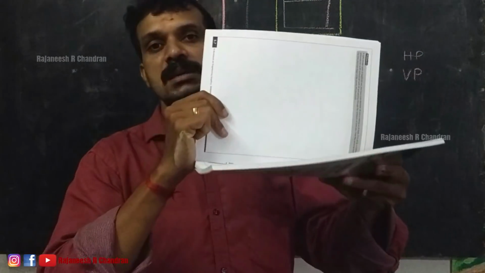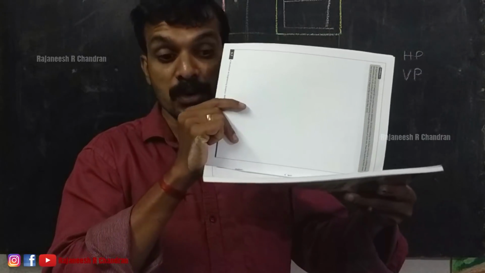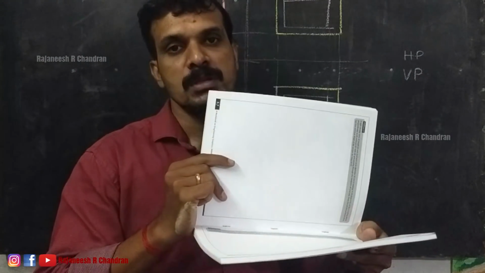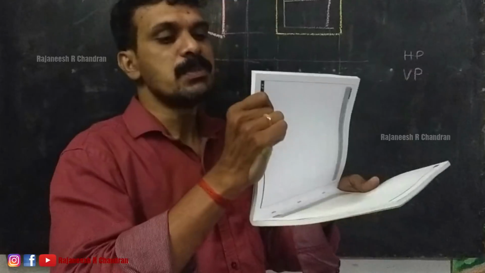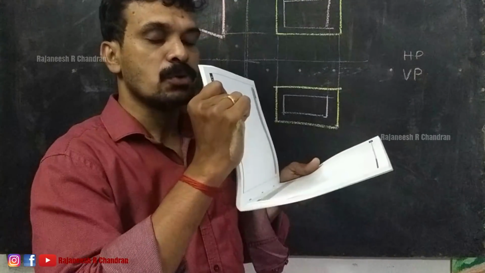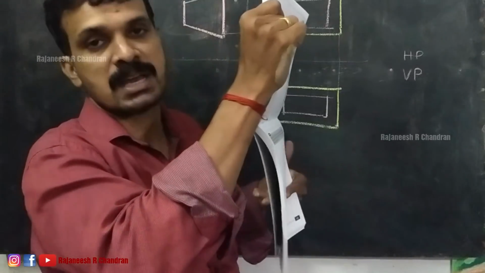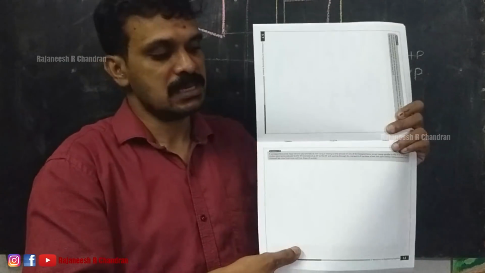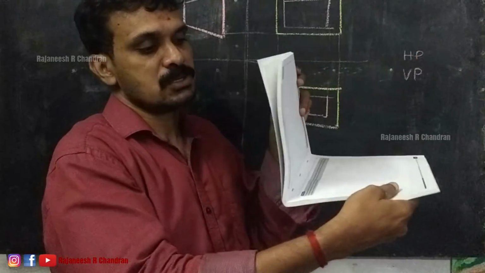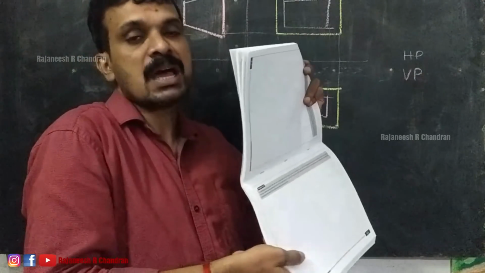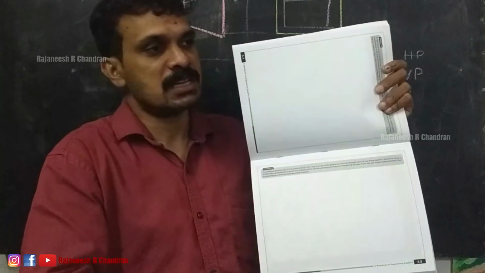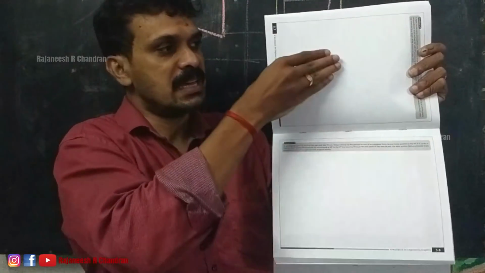See, if we place these two planes like this, we cannot draw these images together in a single plane, right? So what will be the rule? The rule is: keep the vertical plane stationary, rotate the horizontal plane in the clockwise direction like this, and align it with the vertical plane. Initially this was like this. So keep the vertical plane fixed, rotate the horizontal plane clockwise and align it with the vertical plane, so that now both VP and HP lie in a single plane.